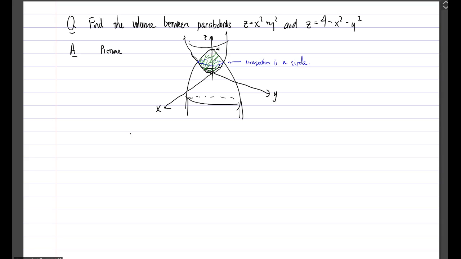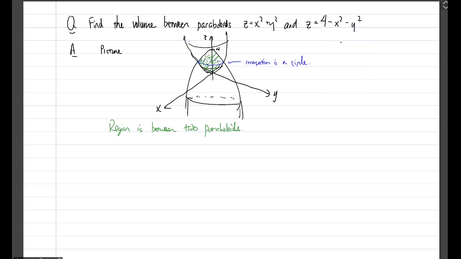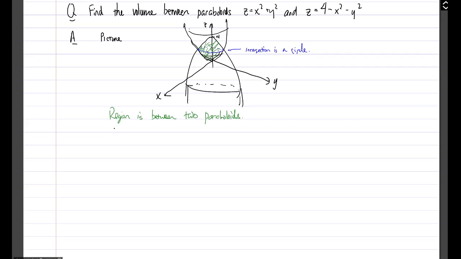So the region is between two paraboloids. So how about which order to integrate? That is, do we want to do a dx dy dz, or a dy dx dz, or a dz dx dy, or whatever? So let's figure out what the inner integral ought to be.